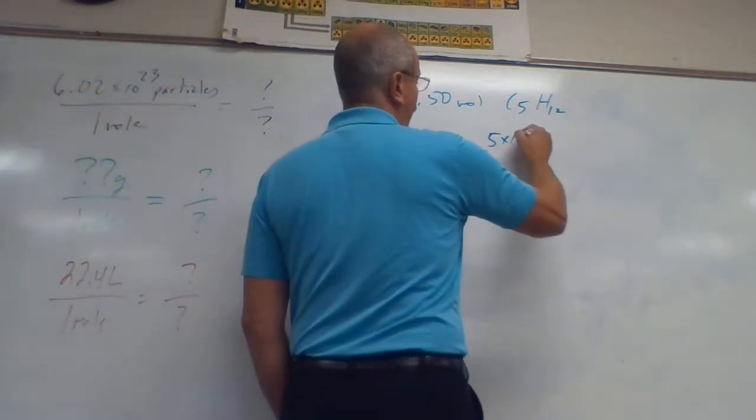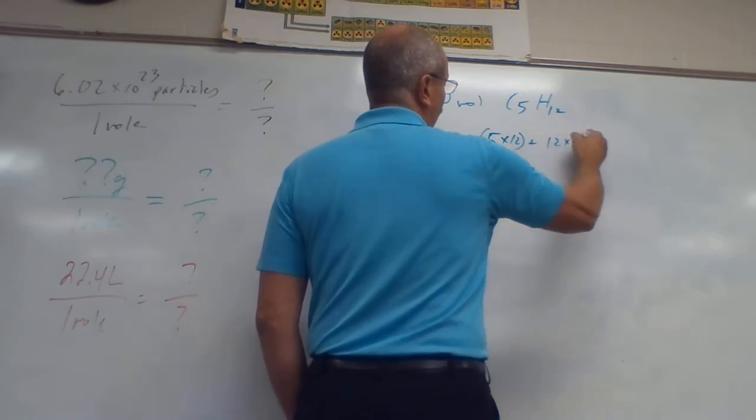So I got to go 5 times 12 plus 12 times 1 for the hydrogen. So that's 60 plus 12.